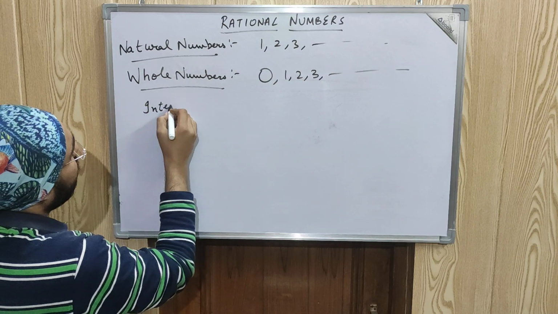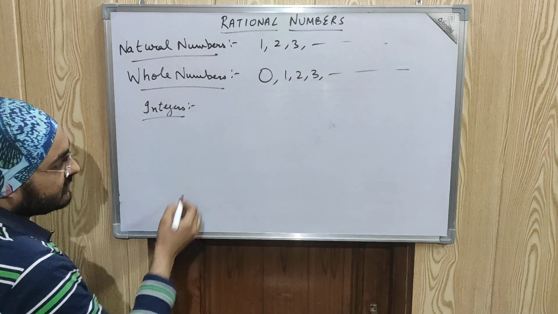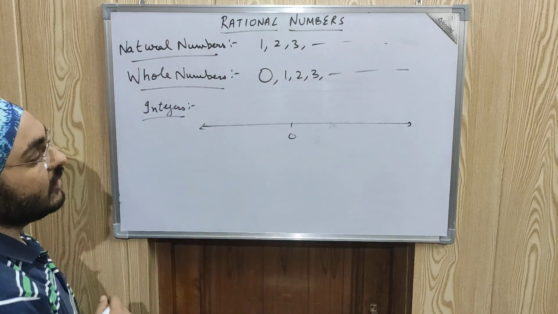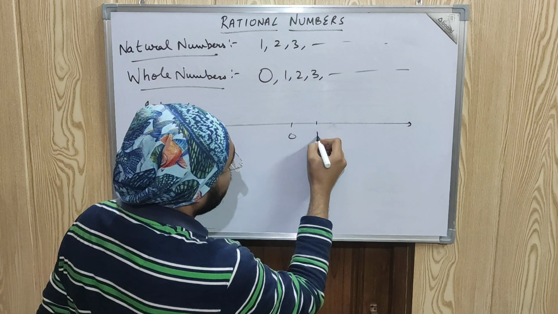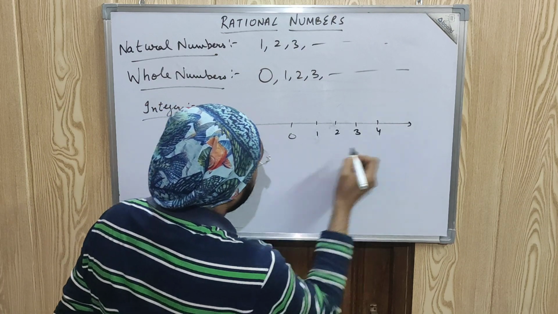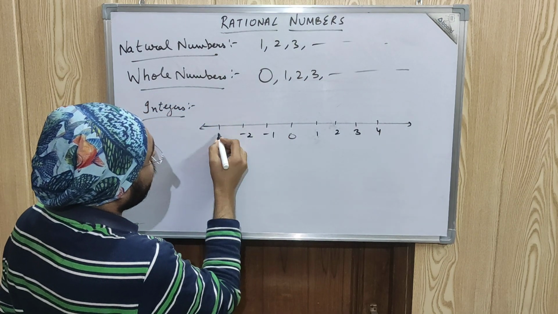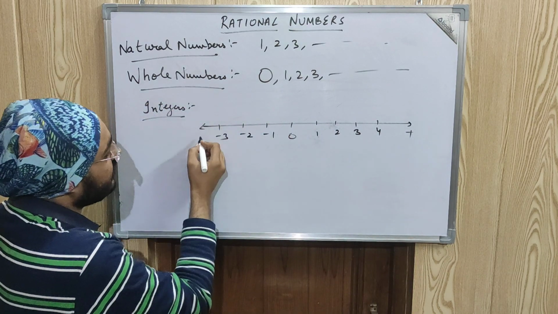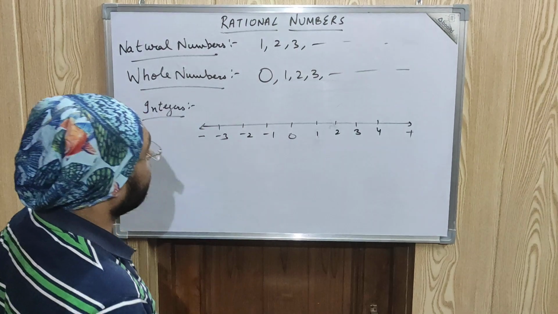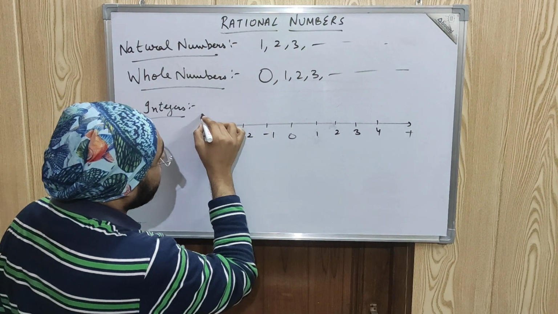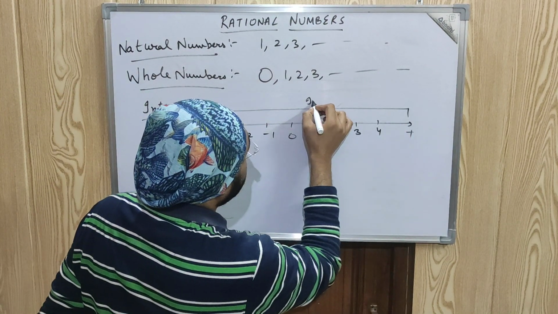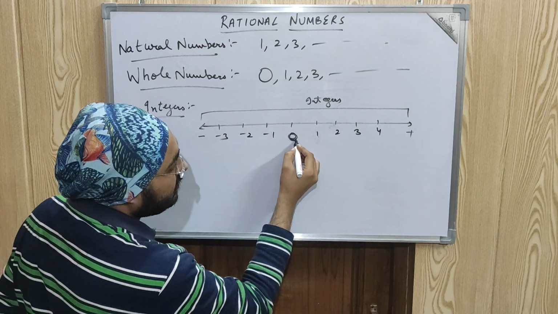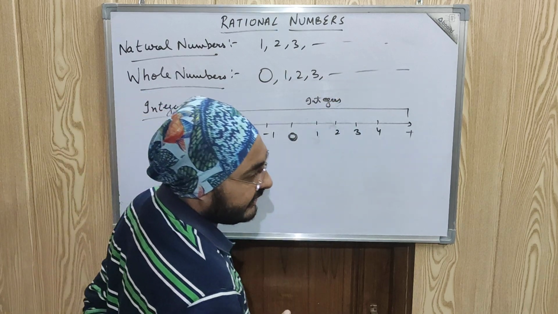Next, the most important, that is the integers. So I will be making a number line here first. So 0, 1, 2, 3, 4, and this side -1, -2, -3. Basically on the right side we have the positive numbers and on the left side we have the negative numbers. Now all these numbers constitute the integers. So this 0 is also an integer.